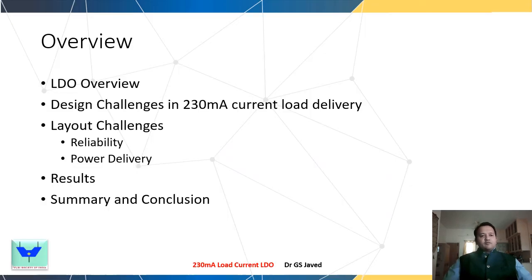A quick overview of our topic. We will go ahead with a brief overview of the LDO and its operation. We will focus in detail on the design challenges in having a 230 milliampere current load delivery. We will look at the layout challenges, go deep dive into reliability and power delivery, followed by the results, and we will conclude the talk.